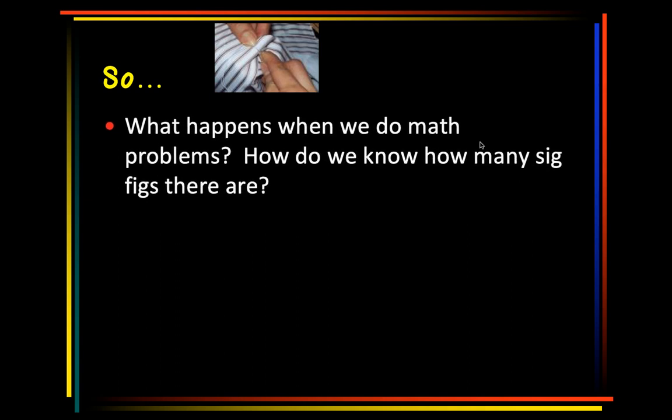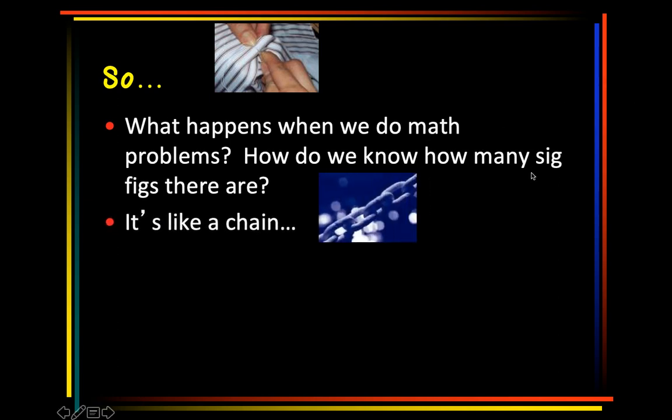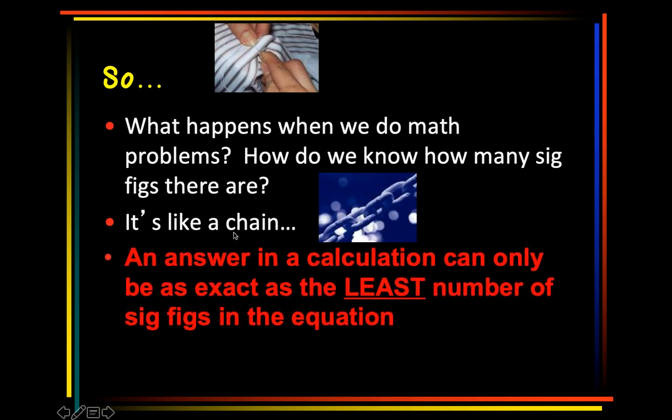All right, welcome back. So now let's combine those 2 things we just did, math problems and also these ideas of sig figs. So when we do a math problem, how do we know how many sig figs there are? Well, it's that thing they say about a chain. What's that saying about chains again? You can only be as strong as your weakest link. So write this down. An answer in a calculation can only be as exact in terms of sig figs as the least number of sig figs in the equation.